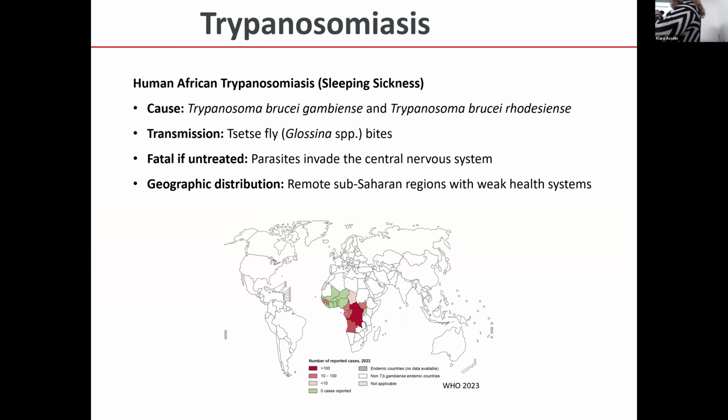So Trypanosoma brucei is the agent of human African trypanosomiasis, also known as the sleeping sickness. It has two subspecies that are producing the malady, and it's transmitted by the tsetse flies. It is a disease that is fatal if it's not treated, and the geographical distribution is in the sub-Saharan areas in Africa.